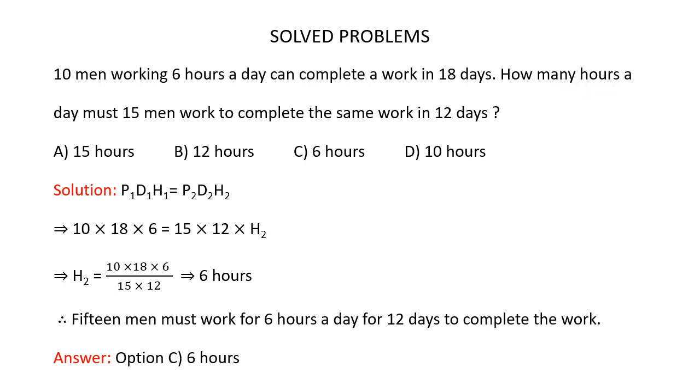So substituting all these values in the formula here, we have 10 multiplied by 18 multiplied by 6 is equal to 15 multiplied by 12 multiplied by H2. So H2 is equal to 10 multiplied by 18 multiplied by 6 divided by 15 multiplied by 12. On solving this, we get H2 is equal to 6 hours. So 15 men must work for 6 hours a day for 12 days to complete the work. So the correct answer is option C, 6 hours.